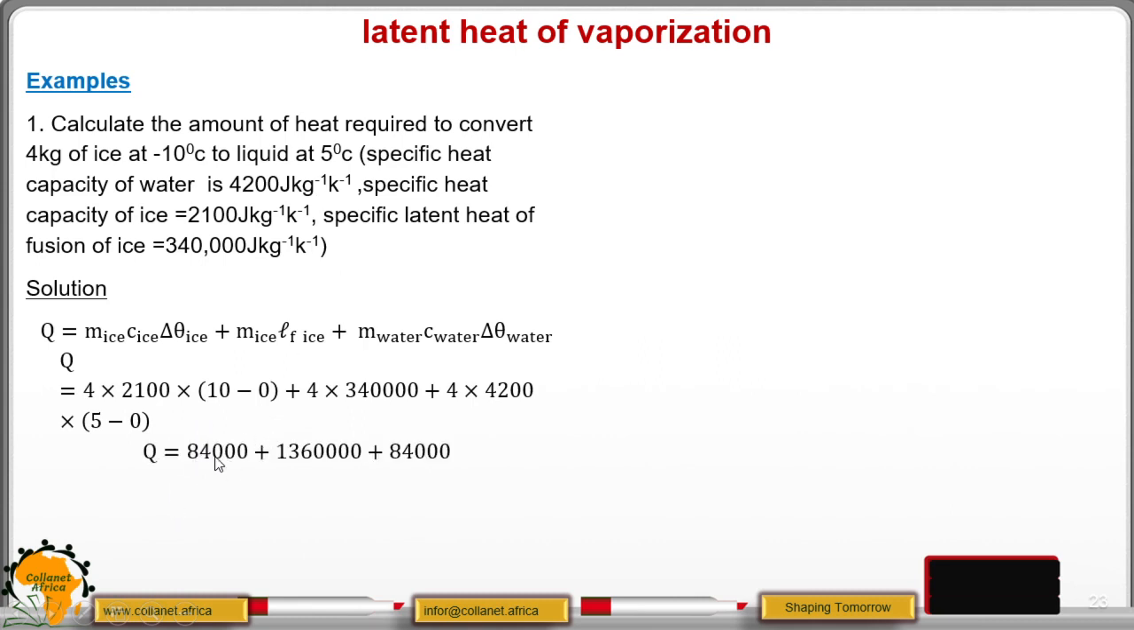When you multiply all these values, this part will give you 84,000, and this part will give you 1.36 million, or 1,360,000. Then this part will give you 84,000. When you add, you get 1,528,000 joules, or 1.528 megajoules. That is the amount of heat energy required.